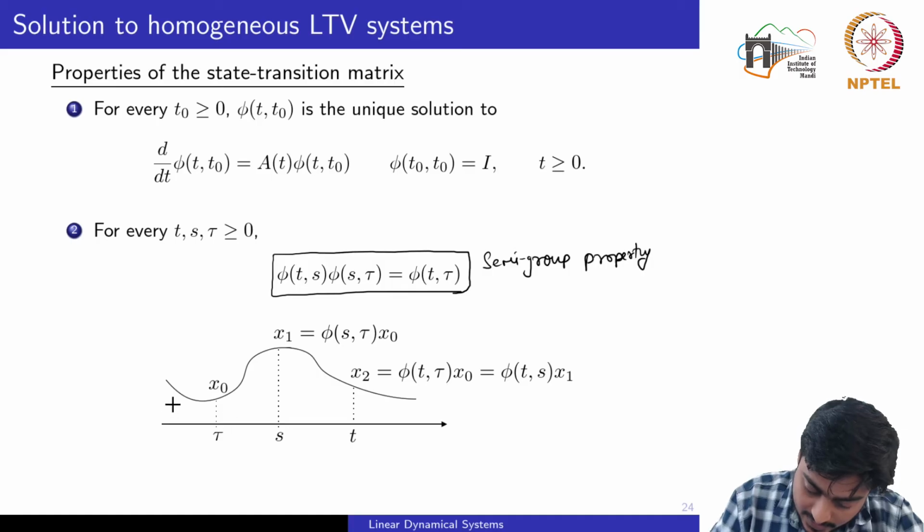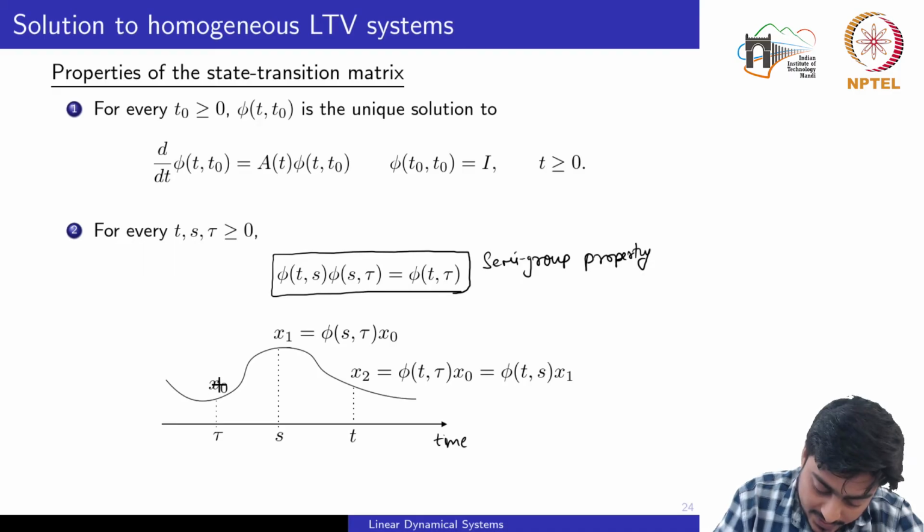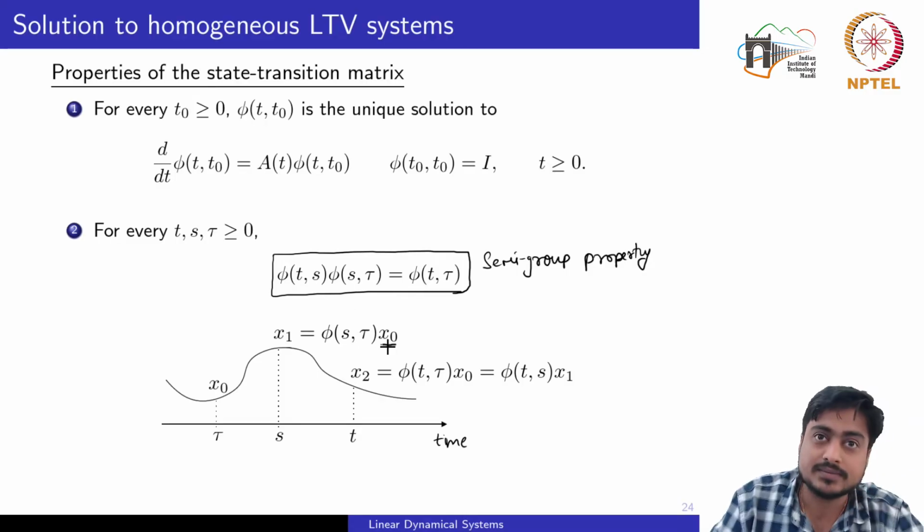Now see, let's say this is some state trajectory, and on the x-axis we have the time axis. Now given this initial condition x0 at t = tau, I want to compute the solution at t = s, which we denote by x1. So this solution, owing to the previous theorem, is given by the multiplication of the state transition matrix, which says that I want to compute the solution at t = s, given the solution at t = tau, and the initial condition at t = tau is x0.